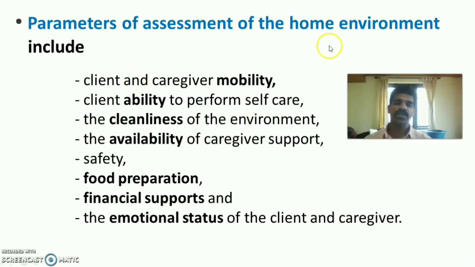The parameters of assessment of the home environment also include client and caregiver mobility, that is, mobilization of the client and caregiver in the family, then the ability of the family members to perform self-care. So how many of the family members can perform self-care, then cleanliness of the inside and outside of the home, that is, the environment of the family, then availability of caregiver support to the family, safety precautions followed by the family, food preparation, hygienic preparation of the family, financial support or financial background of the family, then emotional status of the family members, both the client and caregiver, etc.